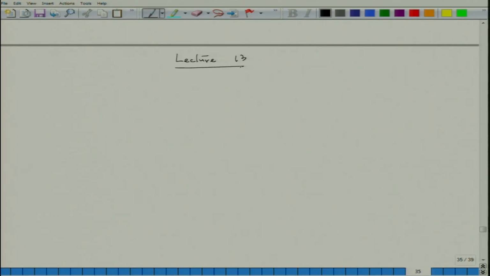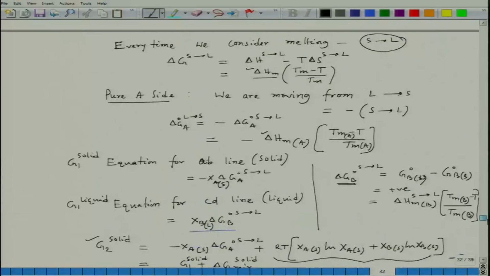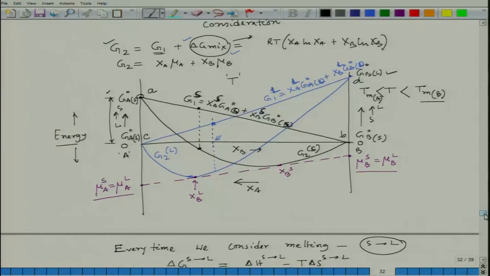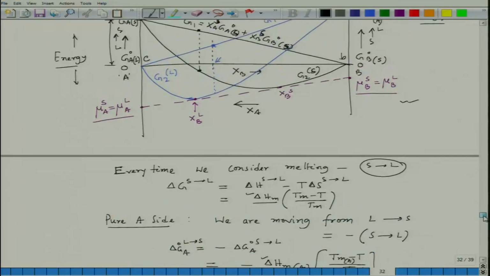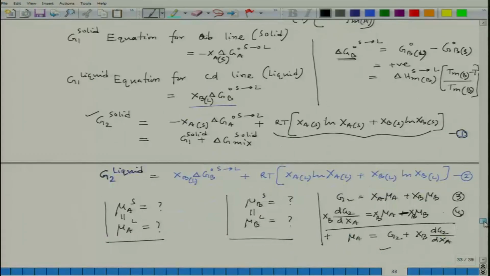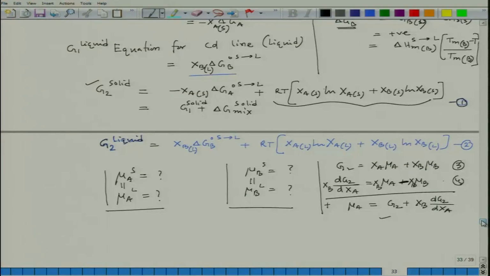and in this lecture we will try to see the equilibrium condition along the common tangent for solid line and liquid line. In order to do that, we will just go back to the picture what we have drawn in our last lecture, lecture 12. This is the picture what we have drawn, and then finally after doing lot of calculations, lot of equation development, we have reached to this particular situation.